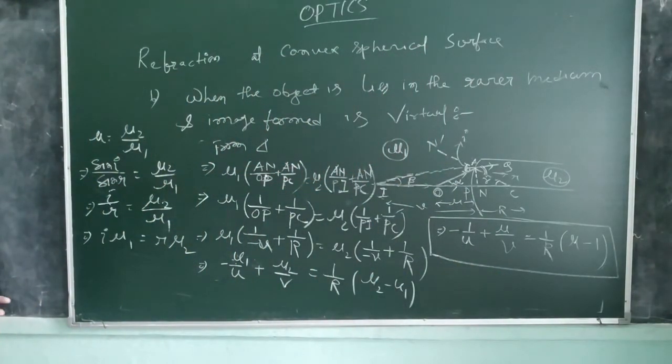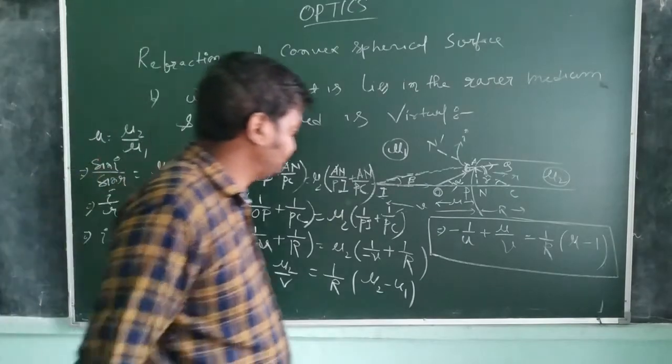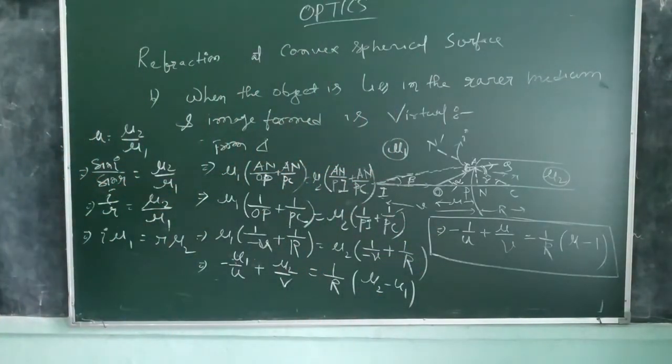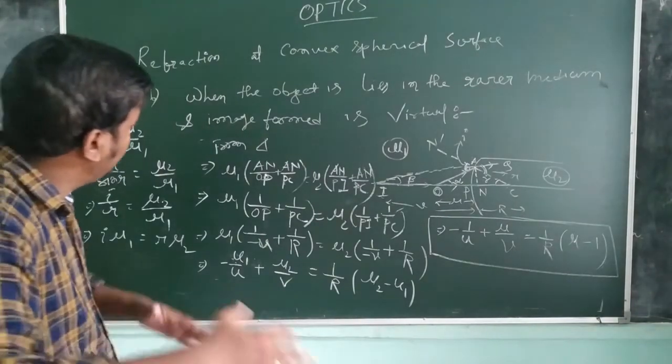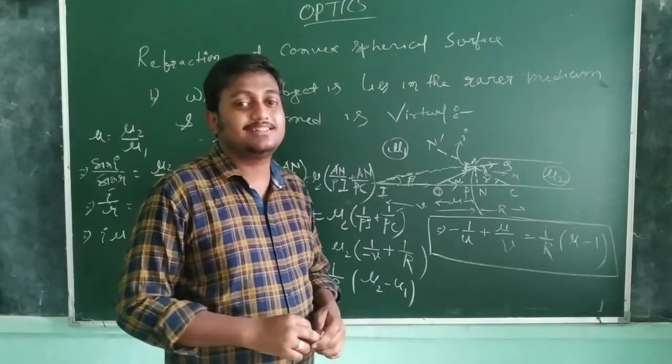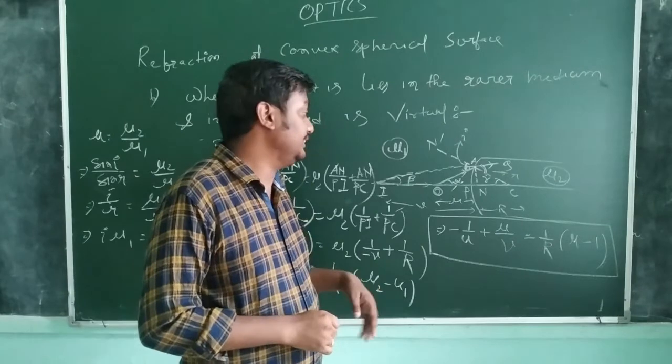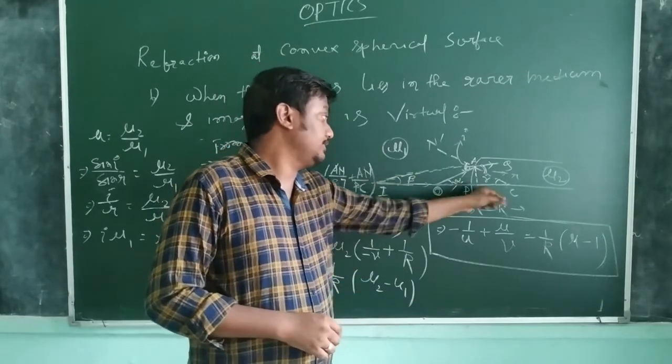Just go through this lecture and try to find the relation for refraction through a convex spherical surface when the object lies in the denser medium. Try it for when the object lies in the denser medium, that means on this side.